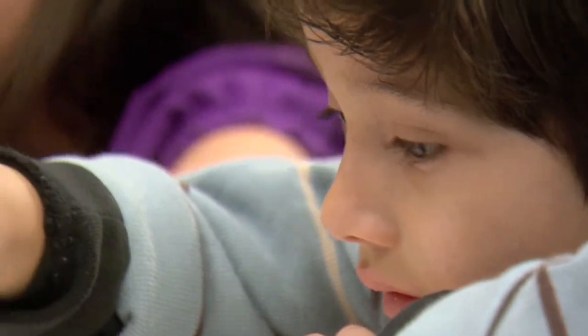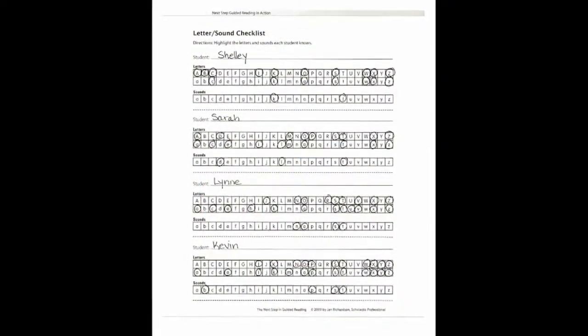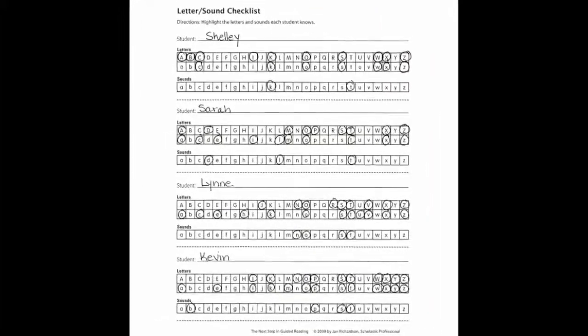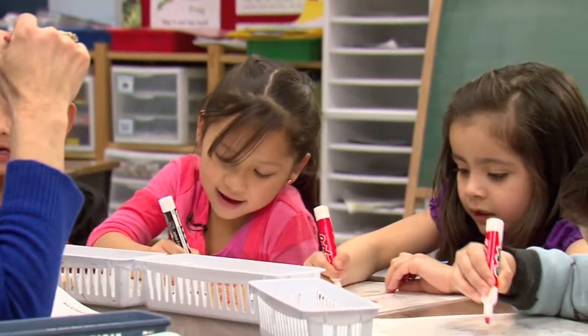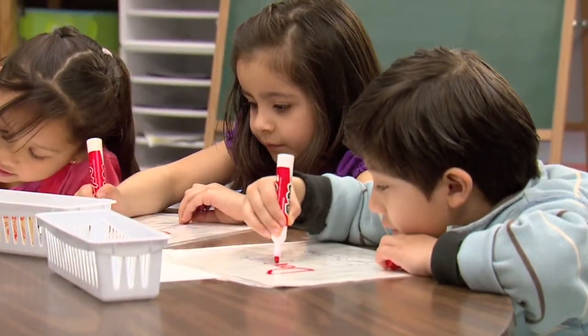The pre-A level is the first stage in a reader's life. These are students who know fewer than 40 uppercase and lowercase letters and hear few, if any, sounds. Many of these students need support writing their first name, especially with appropriate letter formation.